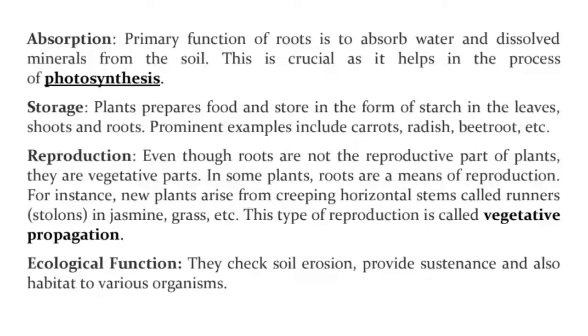Reproduction. Even though roots are not the reproductive part of plants, they are vegetative parts. In some plants, roots are a means of reproduction. For instance, new plants arise from creeping horizontal stems called runners or stolons, in jasmine, grass, etc. This type of reproduction is called vegetative propagation. Ecological function. They check soil erosion, provide sustenance and also habitat to various organisms.